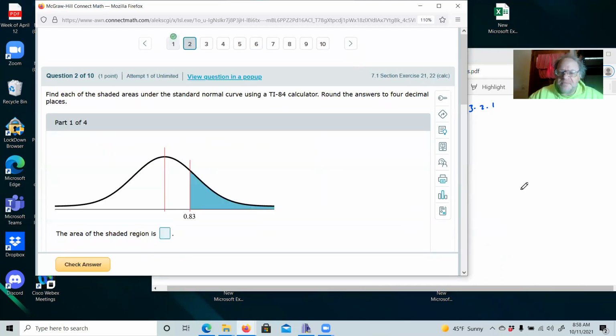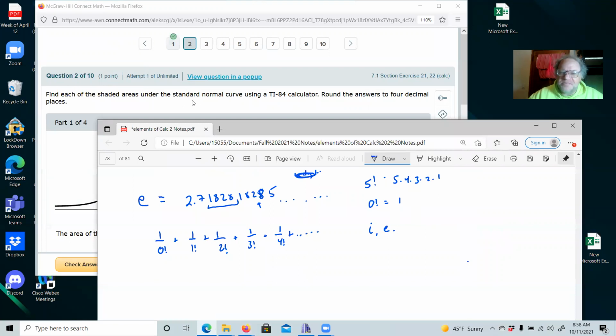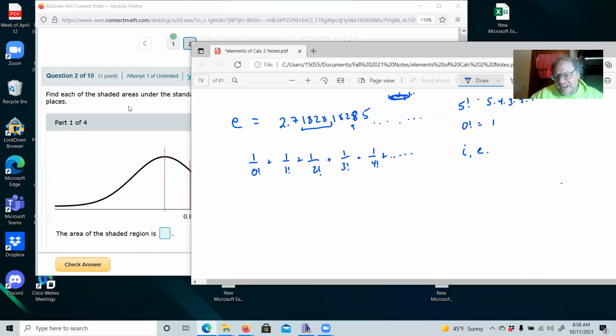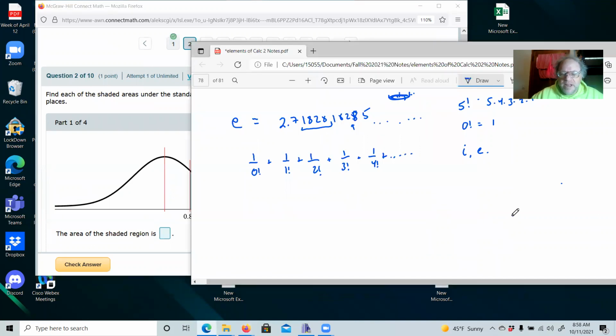Show you how to do this. Because even the homework says, hey, we're going to calculate this shaded thing using this calculator. They say T84, but T83 will work just fine. So we want the shaded region. I wish they would have given me a slightly easier problem to start with.